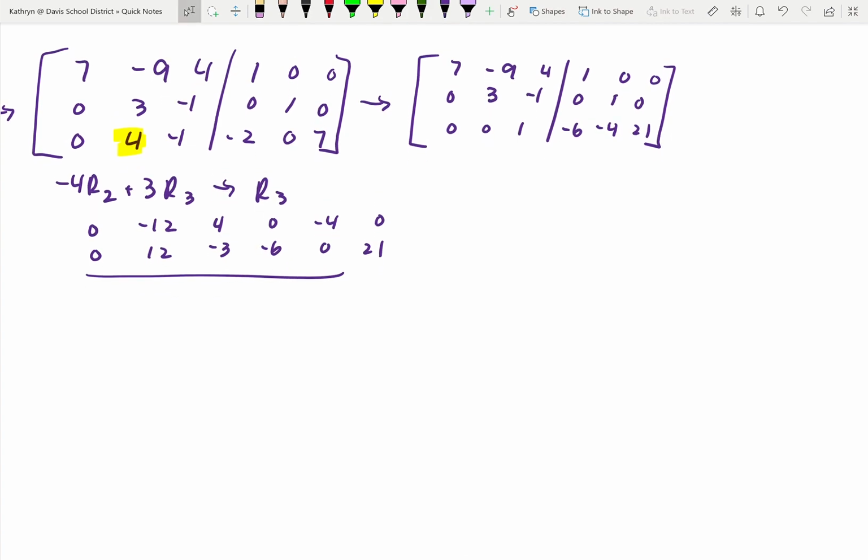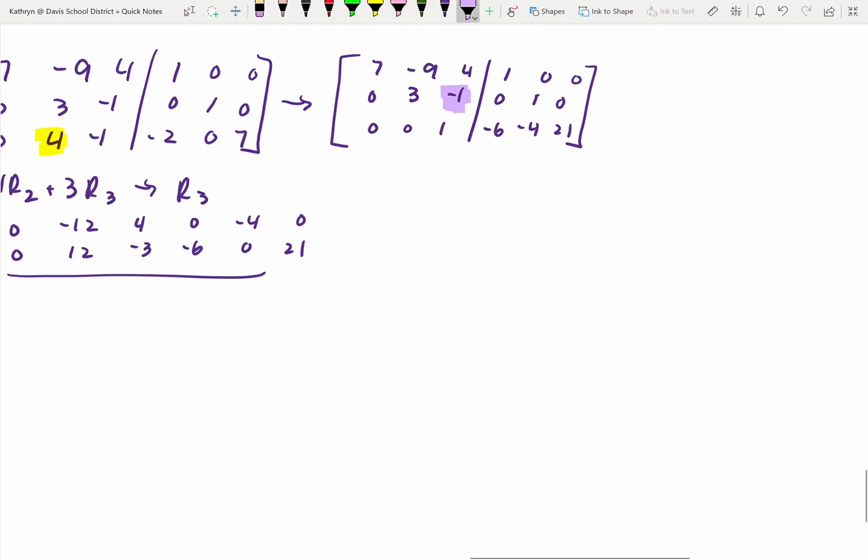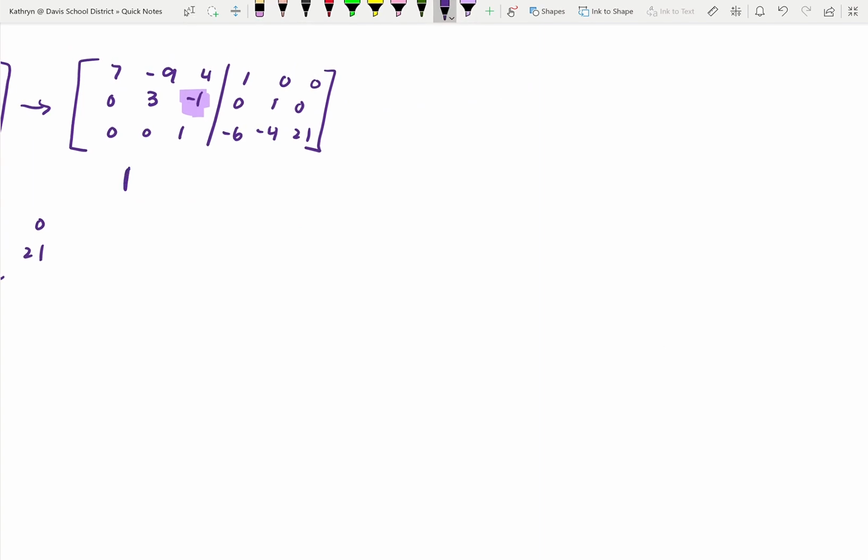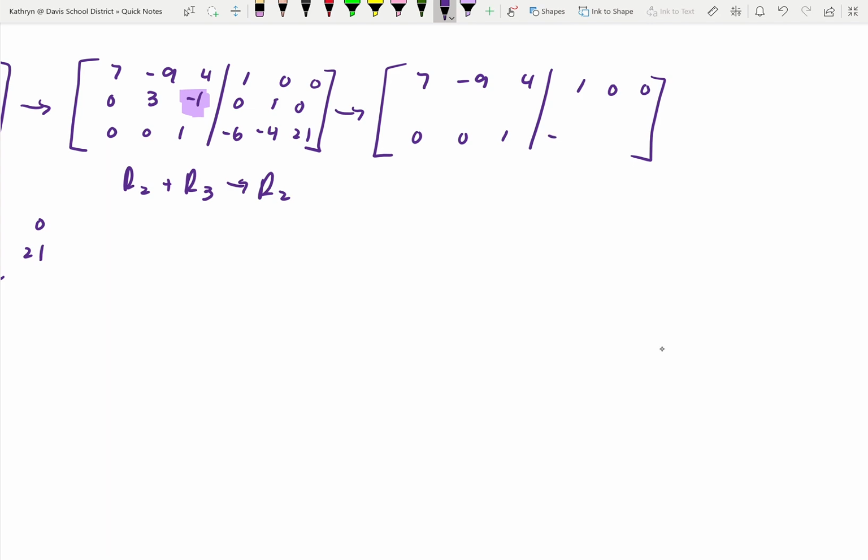The next thing I need is to turn this right here into a 0. Okay, so I'm going to go row 2 plus row 3 becomes my new row 2. So row 1 doesn't change. Row 3 doesn't change. Add row 2 and row 3 together and I get 0, 3, 0, -6, -3, and 21.